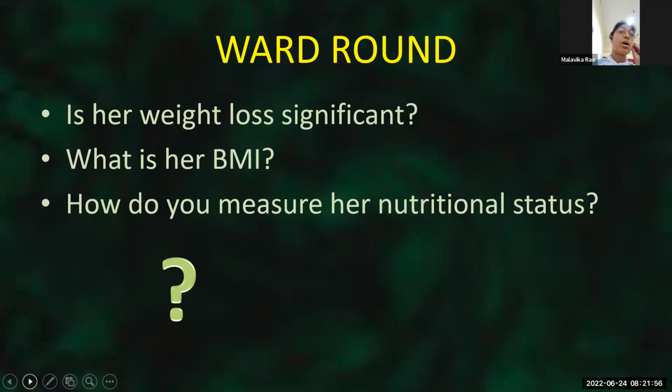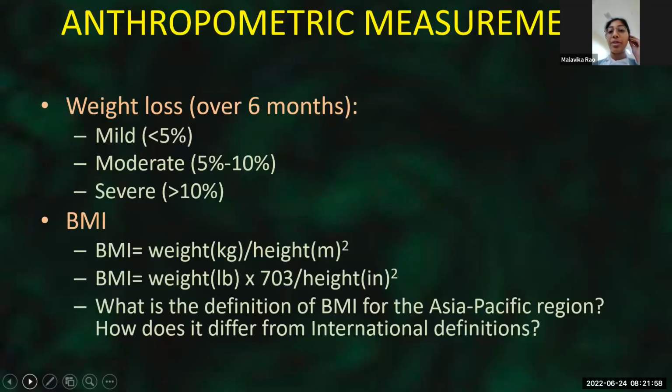On examination, firstly, a complete physical head-to-toe examination. For proteins, I would assess the mid-arm circumference as well as any edema. For caloric deficiency, I would see the weight and BMI, which we already know. Okay, now we go over it. Weight loss over 6 months, you're quite right. If it's less than 5%, it's mild. Moderate is 5 to 10, severe is more than 10% weight loss. So she basically qualifies as a moderate weight loss, don't you think?